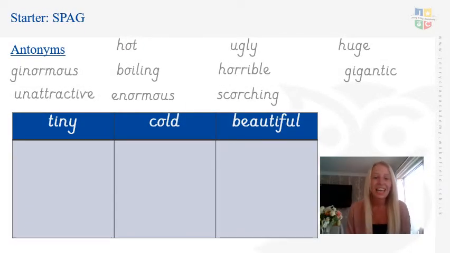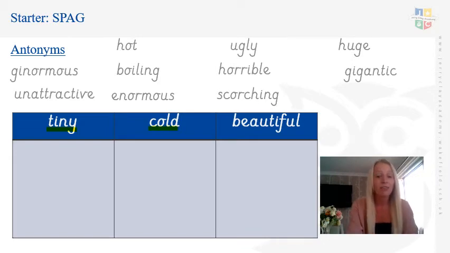So your challenge today is to find and match all of the missing antonyms into the correct boxes. So here we have the first word is tiny. Now remember, antonyms are words that mean the opposite. So the opposite of tiny would be big. So you need to find all the words that would mean big.